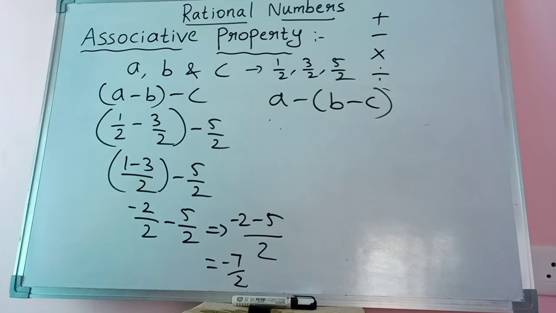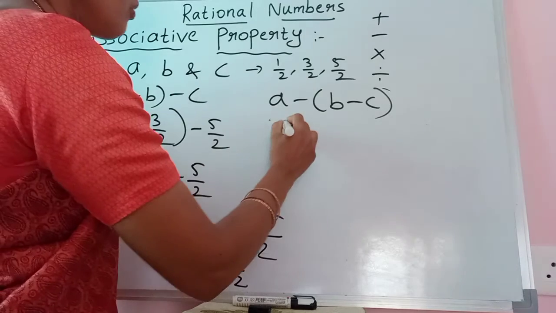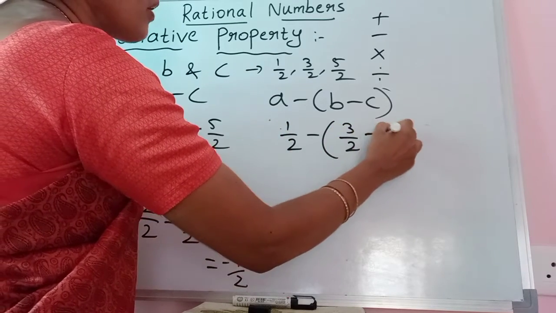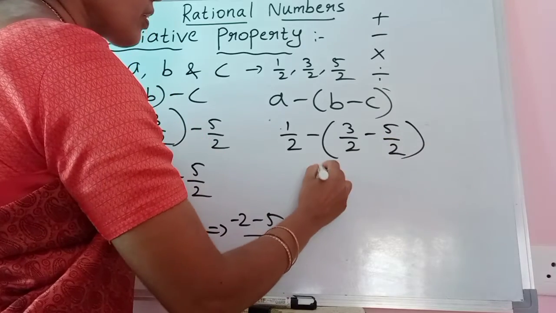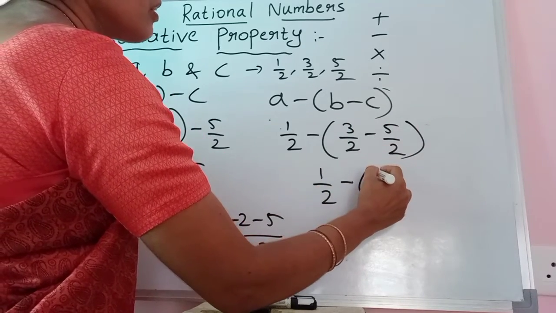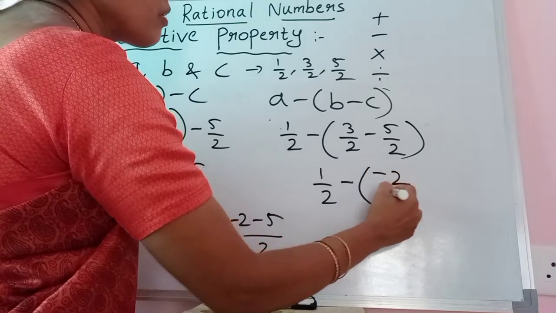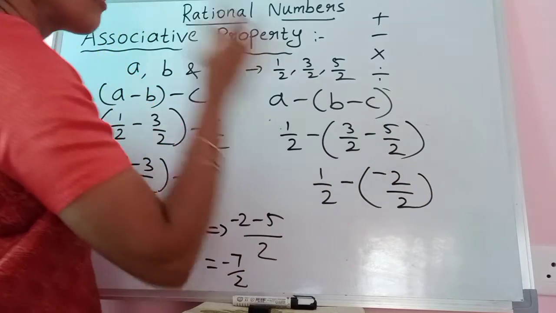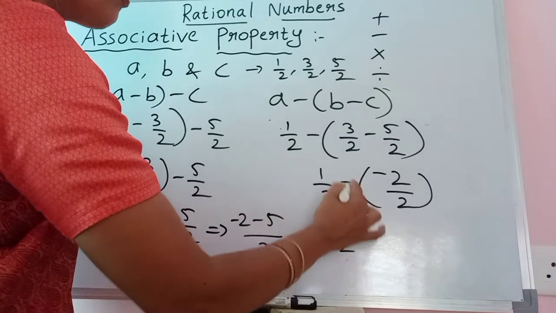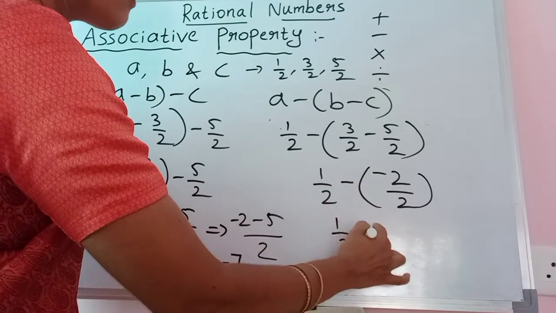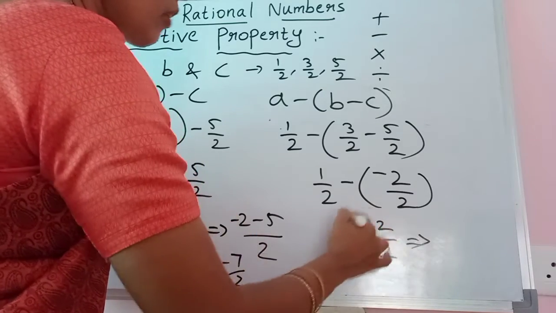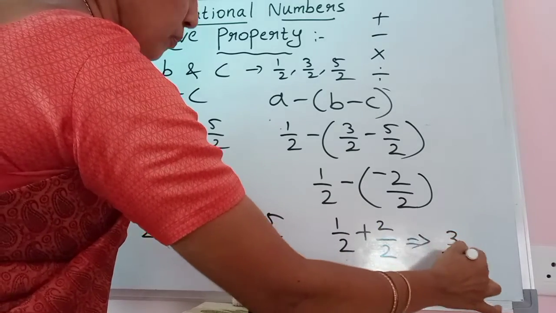Now we will see what the right side is. The right side value is 1/2 minus (3/2 minus 5/2). That is 1/2 minus (3 minus 5)/2. 3 minus 5 is minus 2/2, we cannot subtract 5 from 3, it is a negative number. So that is 1/2, but minus into minus is plus, plus 2/2. That gives 1 plus 2, that is 3/2.